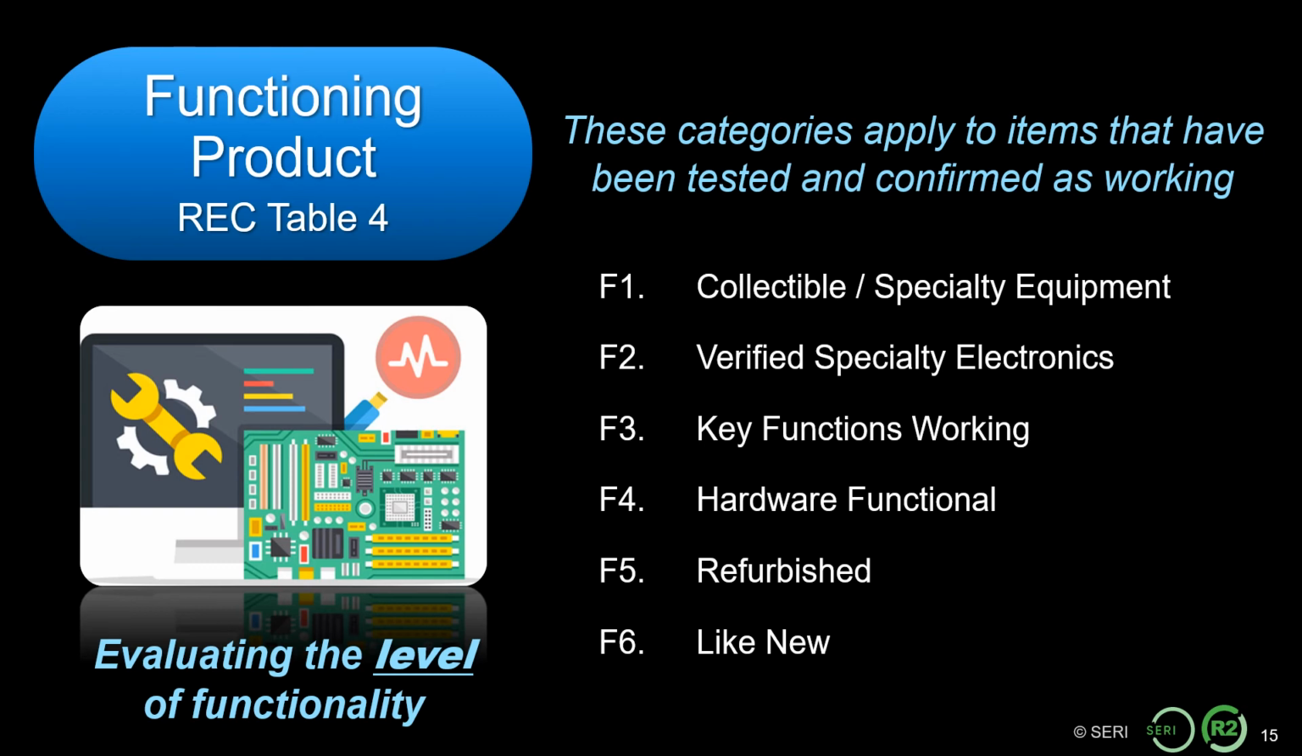F2 is for verified specialty electronics that have gone through the verification process in Appendix D, Specialty Electronics. And categories F3 through F6 are for equipment and components that have been tested and confirmed to be functioning in accordance with Appendix C, Test and Repair. There are detailed descriptions for each category to help facilities determine the appropriate category to assign to equipment or components.